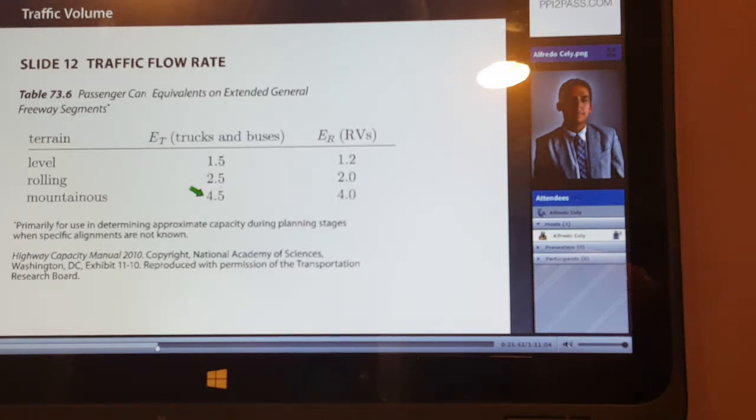And this shadow gets elongated the steeper the grade. That's why we have mountainous grades. RVs, trucks, and buses will take even more space than passenger cars. Trucks will take about 4.5 times passenger cars, and RVs about 4 times that of passenger cars.